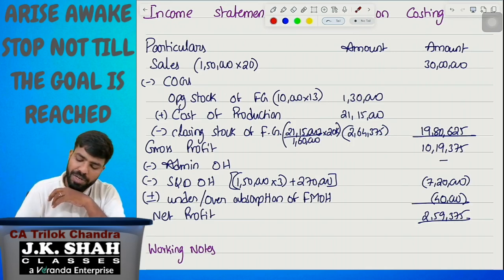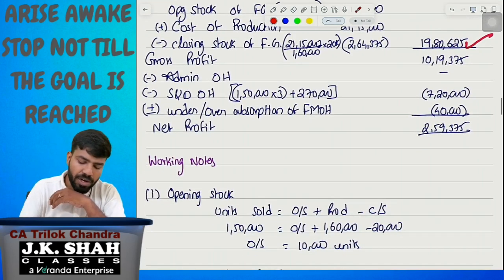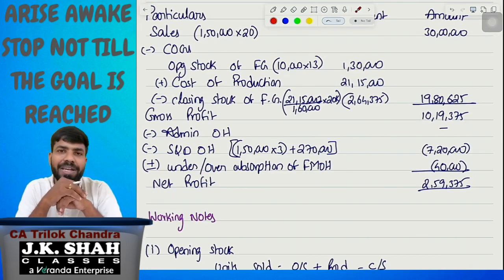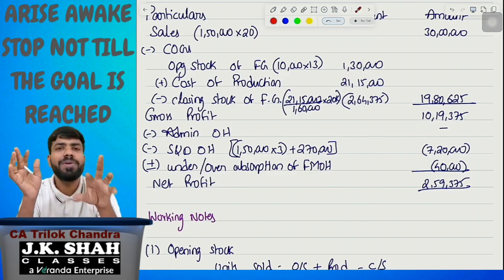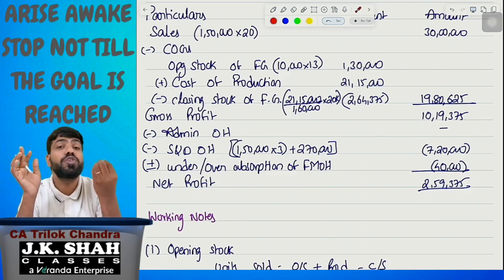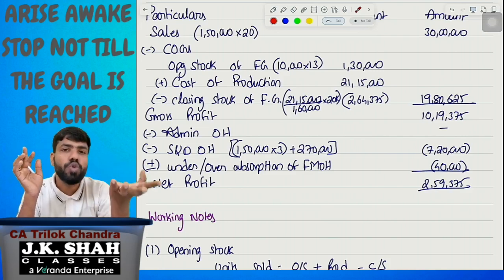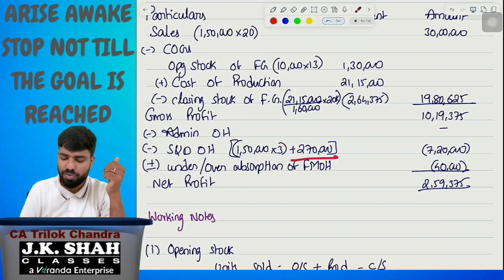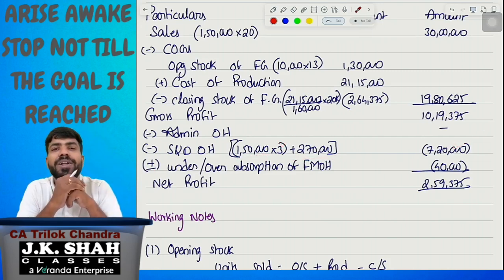If you take the net amount, 19,80,625, now gross profit is 30 lakhs minus 19,80,625, which is 10,19,375. We'll be getting gross profit. Administration overheads is 0. Selling overhead has a variable and a fixed part. Variable is 3 rupees per unit into the number of units sold. We have to take the number of units sold. Look here: 1,50,000 units sold into 3 rupees, and fixed cost is 2,70,000. Total comes to 7,20,000. I hope you understand till here.